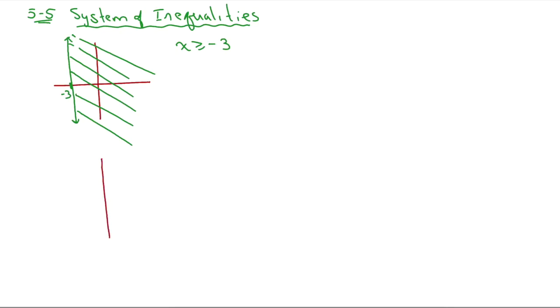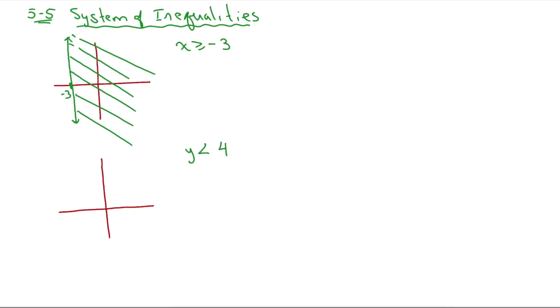If we have a coordinate system, and I want to graph y is less than 4, how would I draw it? Now, what kind of graph is y equals 4? Horizontal. It's a horizontal line.